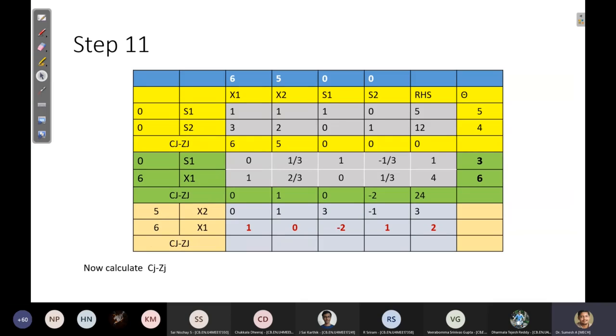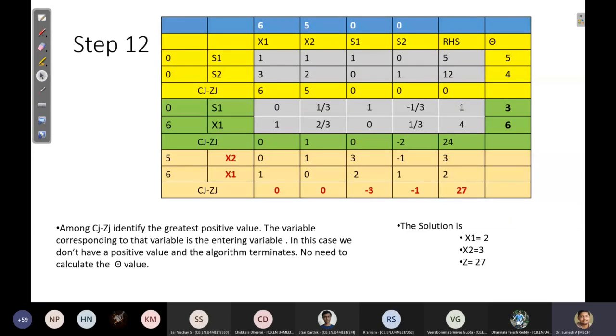Then calculate Zj. Then calculate Zj minus Cj. So Cj minus Zj becomes negative or 0. If you calculate Zj minus Cj, it becomes positive or 0. Then you will get the solution. So here you can see the solution: X1 will be 2, X2 will be 3, and X7 will be 27. This is how we are solving the simplex problem by using the simplex table.